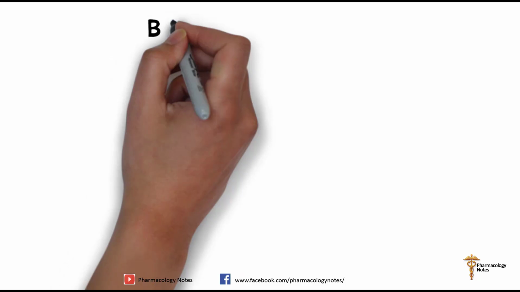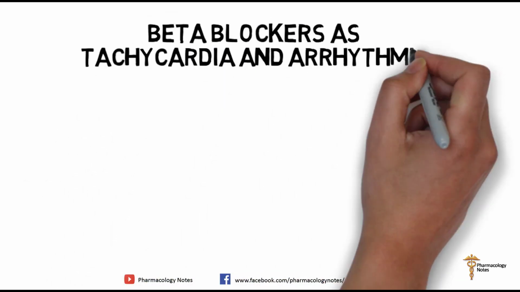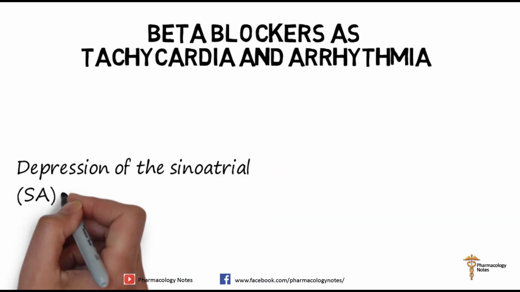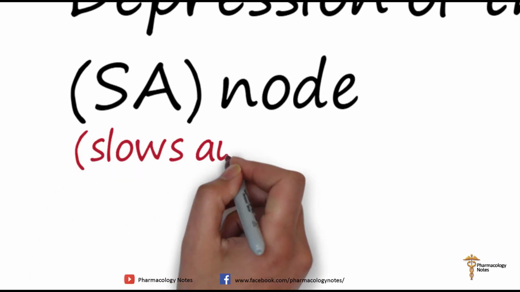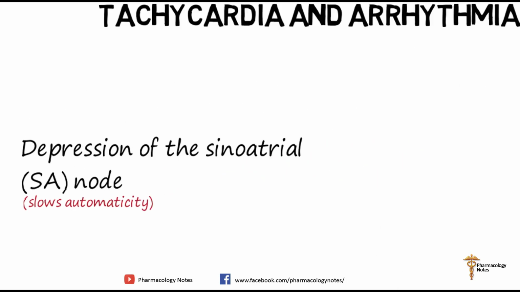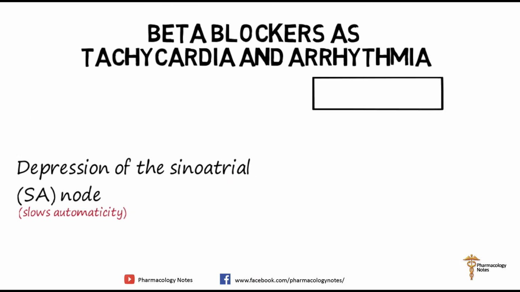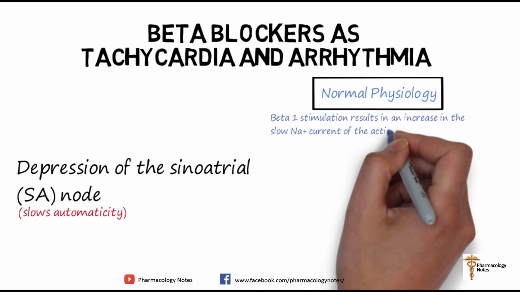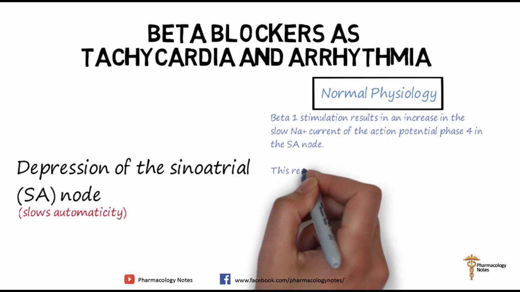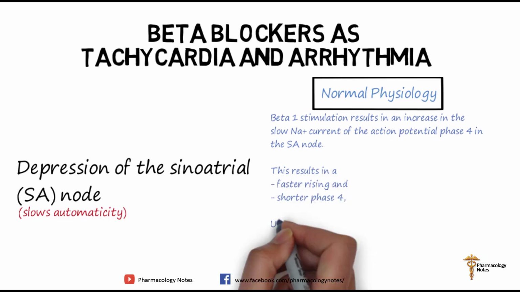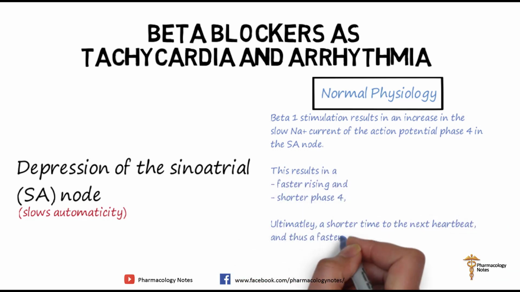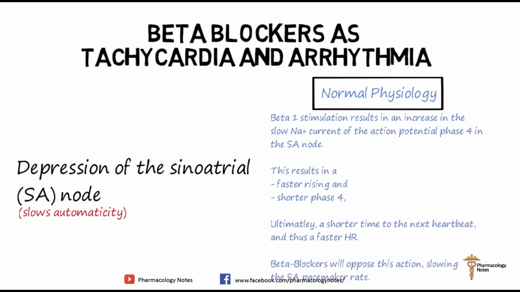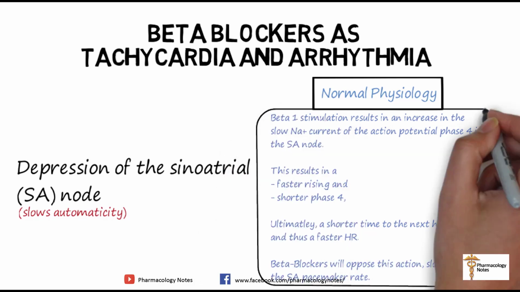Now let's discuss beta blockers as class 2 antiarrhythmic drugs, used in tachycardia and arrhythmia. They work by depression of the SA node, which slows automaticity. Let me explain the normal physiology first. Beta-1 stimulation results in an increase in the slow sodium current of the action potential in phase 4 in the SA node. This results in a faster rising and shorter phase 4, ultimately a shorter time to the next heartbeat, thus a faster heart rate. So when beta blockers are given, they oppose this action, slowing down the SA pacemaker.